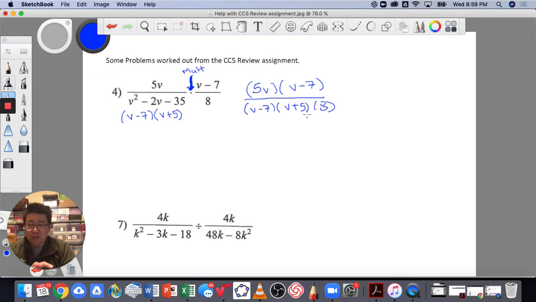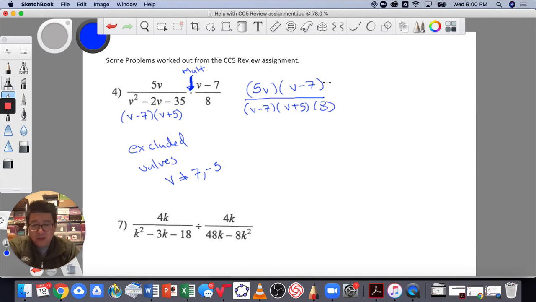What we're going to try to do now is make sure that we write down the excluded values. And we know that v cannot be whatever makes the bottom part 0. So in this particular case, it'll be 7, and this will be negative 5. Okay, so those are my two excluded values.